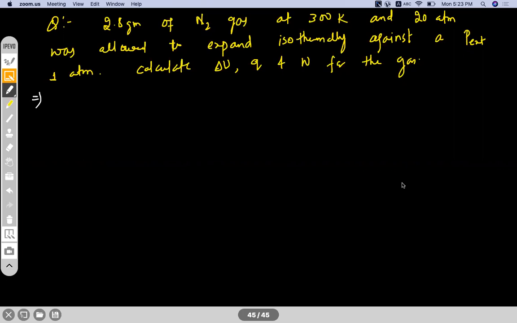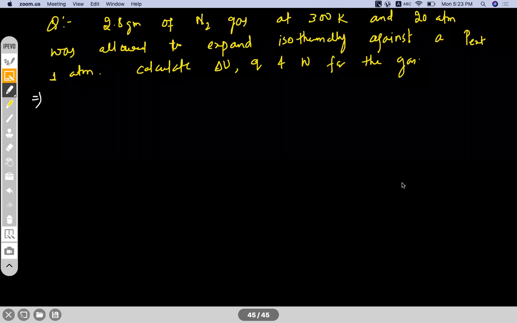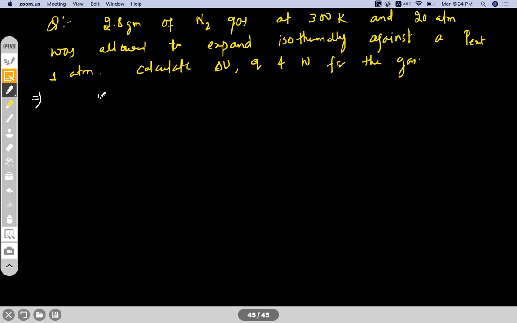Yes, see, the question is: 2.8 gram of N2 gas at 300 Kelvin and 20 atmospheric was allowed to expand isothermally against a constant external pressure, that is 1 atmospheric. Obviously when expansion is there, volume will increase, correct? Could you tell me what is the initial volume? P1 V1 is equals to N1 R T1, we can write. Initial condition is this, right?